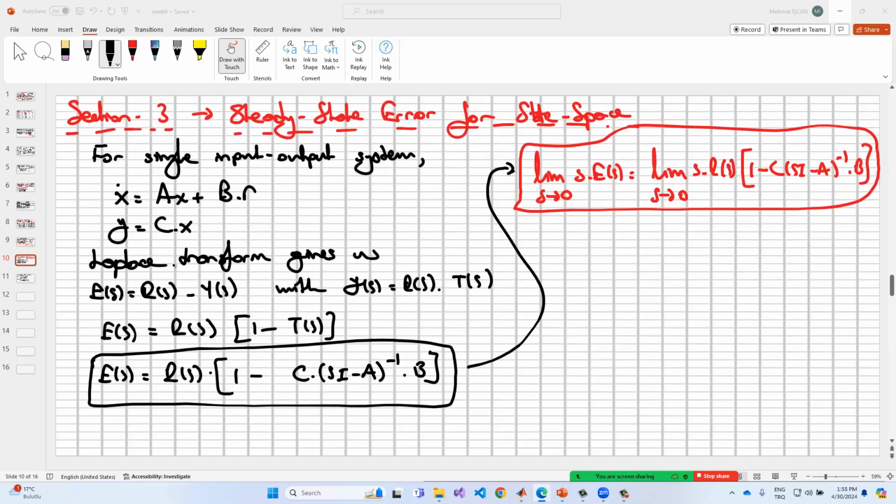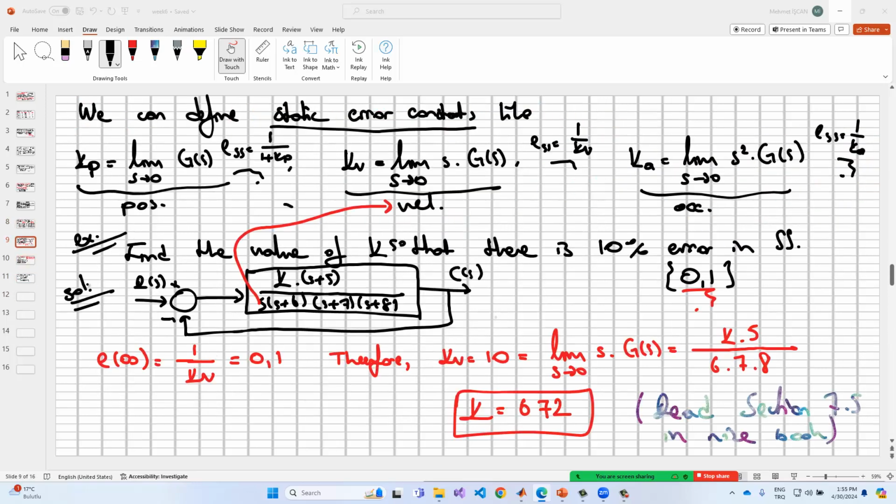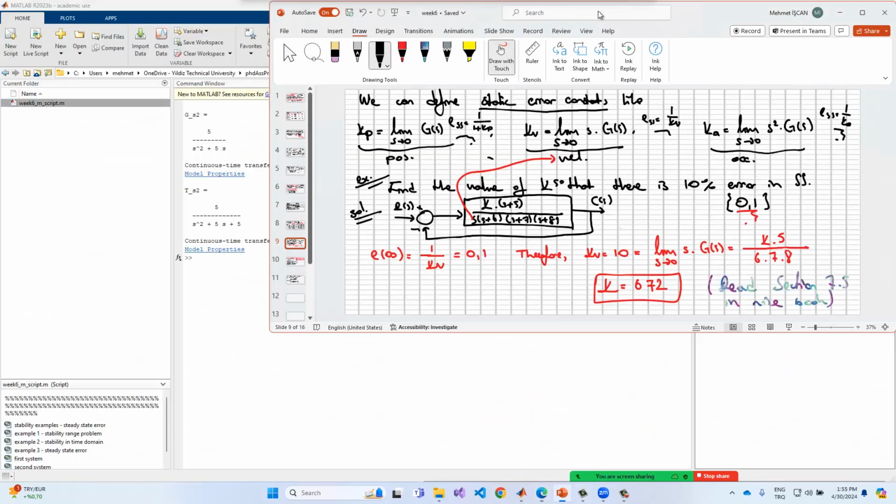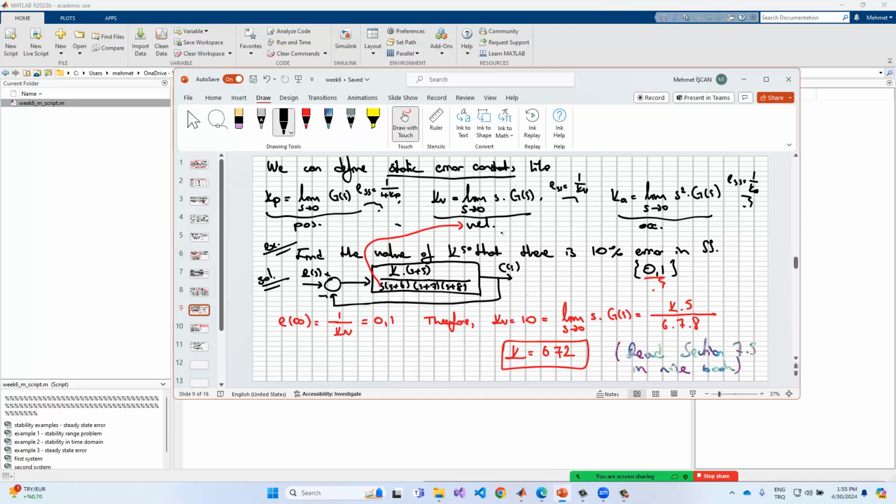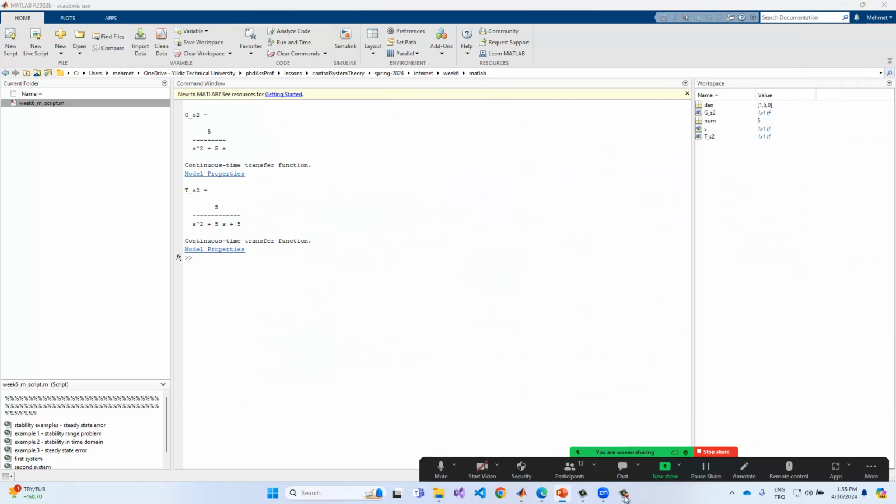So, if there's no question, we have the example in here, just like this one. The GS is equals to the K times S plus 5 divided by S plus 6, 7, and 8. And so, we will find that the K is equals to the 672 in this case. And so, how can we implement this algorithm in the Matlab?